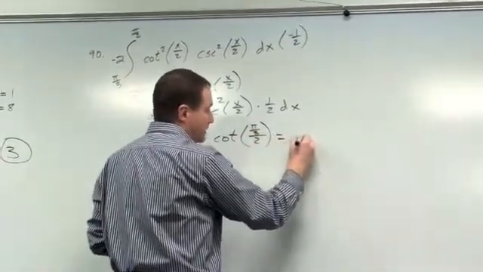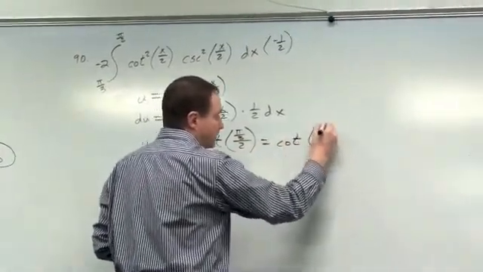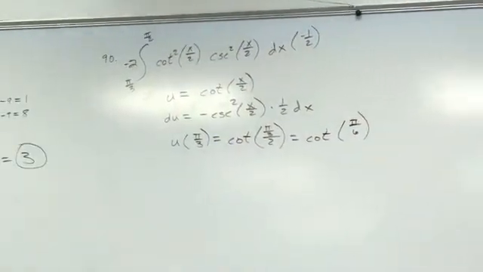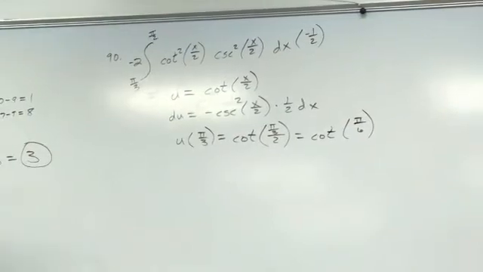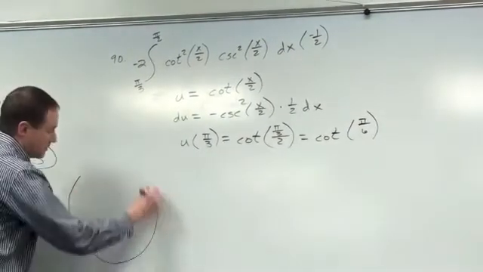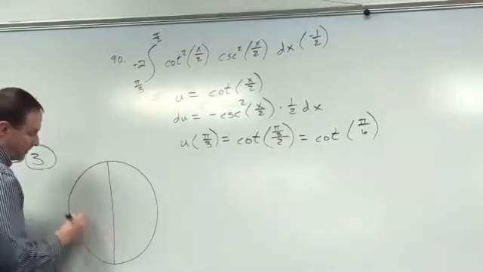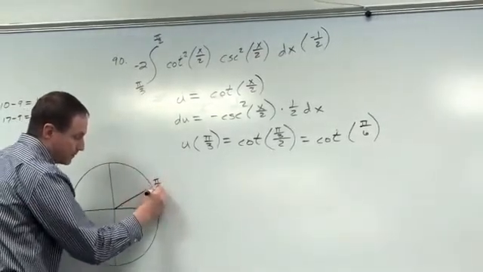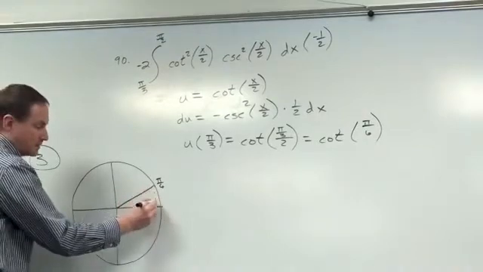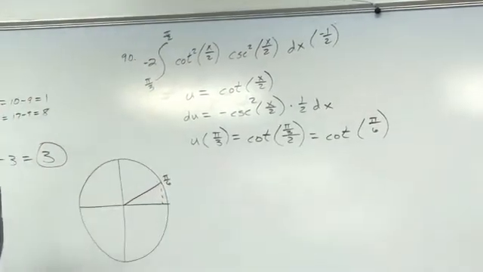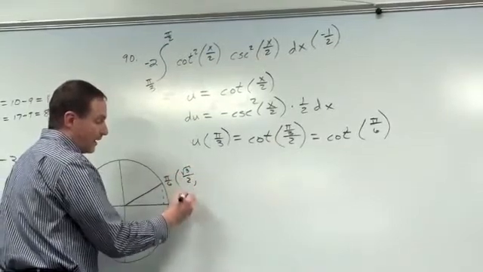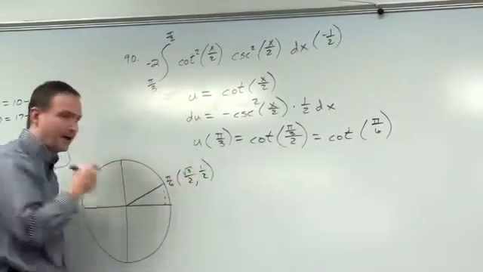That's going to give me cotangent of pi over 6. And guys, this is where, if you haven't memorized your unit circle, please do so. It makes things so much easier. So I'd say, well, if I'm at pi over 6 on the unit circle, what I'm supposed to know is that means the x value on the unit circle at that point is the square root of 3 over 2. The y value, the sine, 1/2.